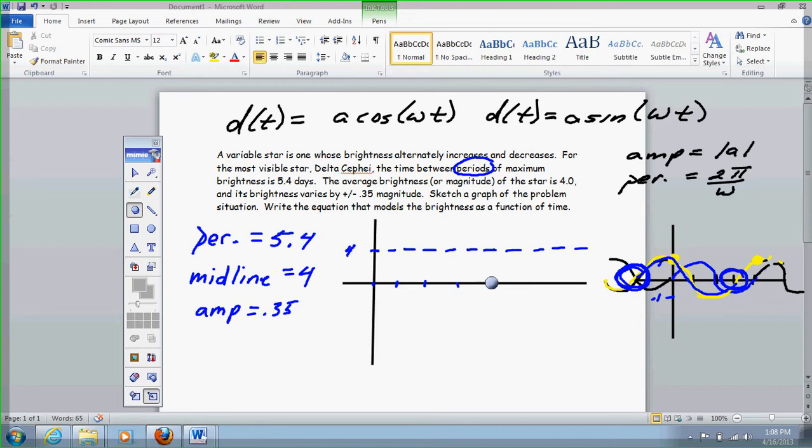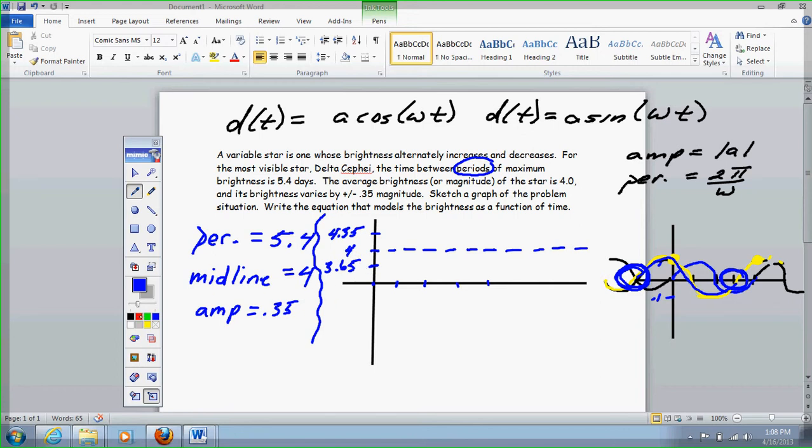One, two, three, four, 5. Okay, and the way it works is, remember from the midline, it's going to go up 0.35 and it's going to go down 0.35. So this will be 4.35 and this point will be 3.65.